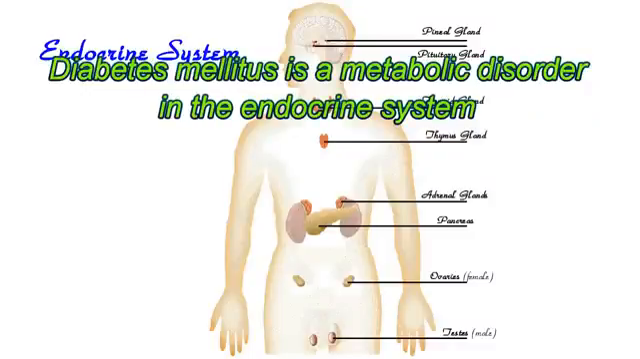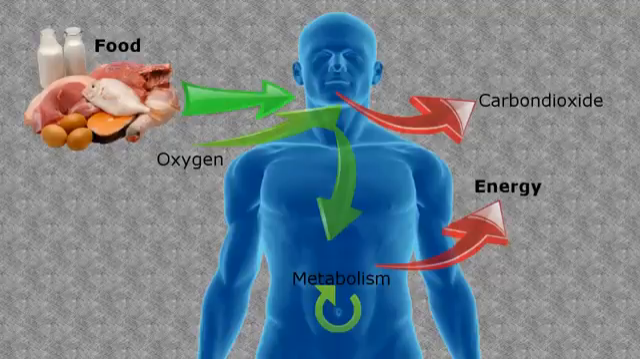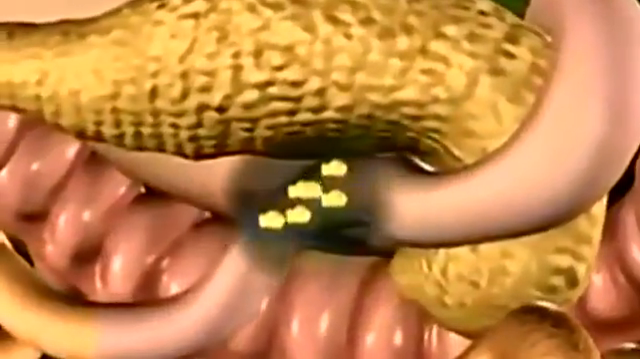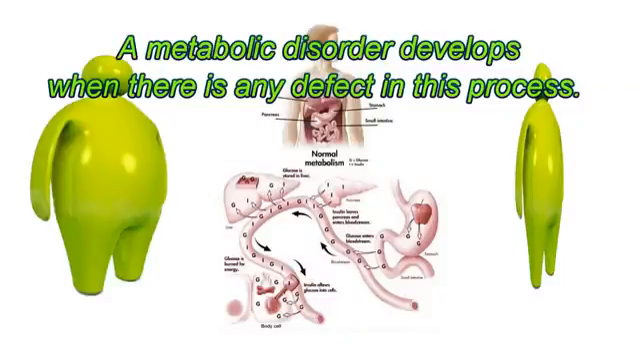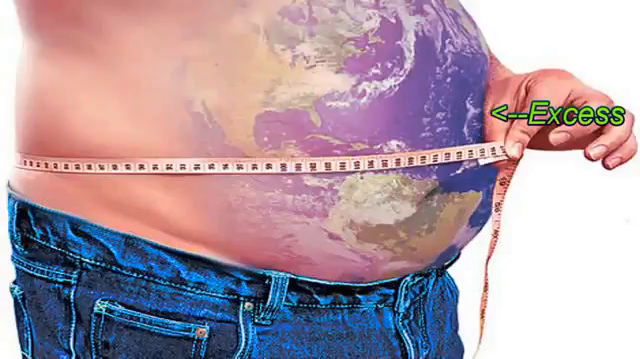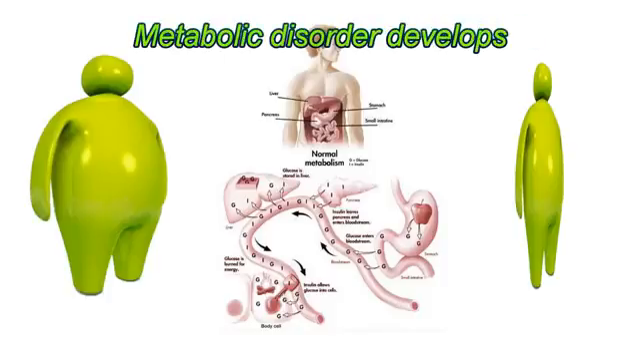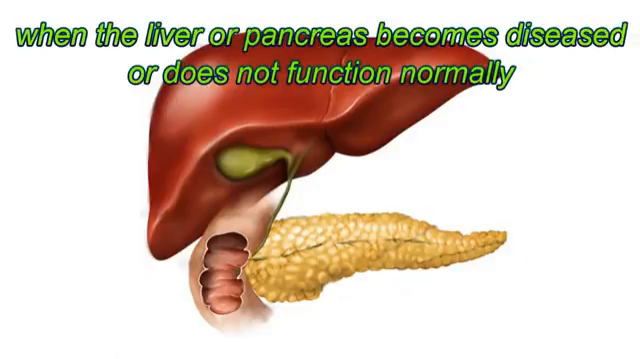Diabetes mellitus is a metabolic disorder in the endocrine system. Metabolism is the process to make energy from the food you eat. Mechanical and chemical means in your digestive system break down the food into nutrients your body needs. A metabolic disorder develops when there is any defect in this process. When this disorder develops, you might have excess of some substances or shortage of others that you need to stay healthy. Metabolic disorder develops when the liver or pancreas becomes diseased or does not function normally.